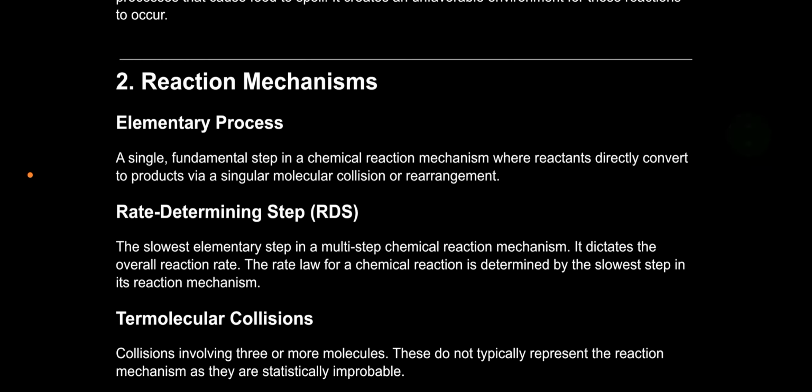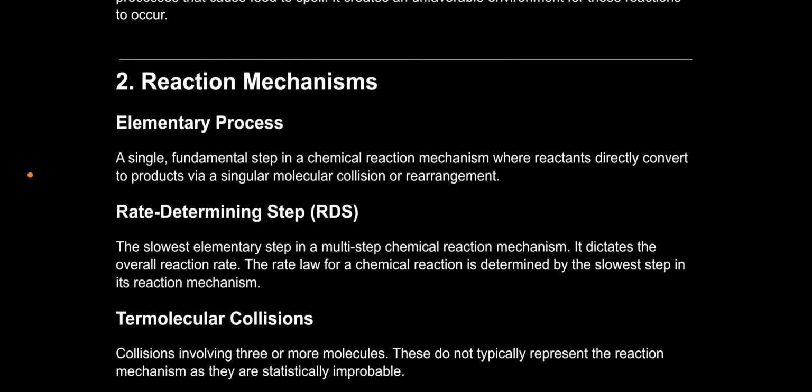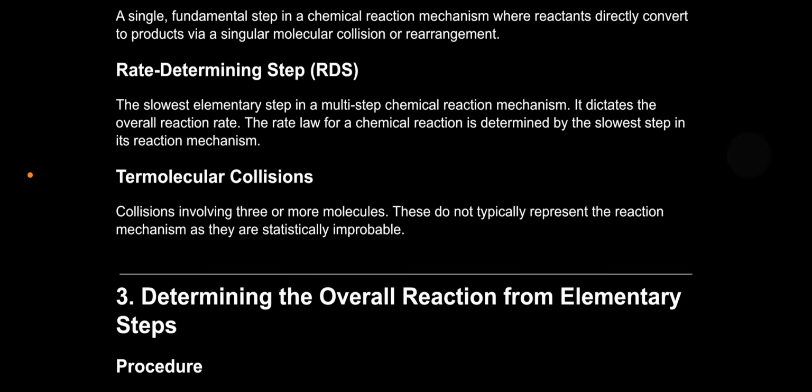2. Reaction mechanisms. Elementary process: a single fundamental step in a chemical reaction mechanism where reactants directly convert to products via a singular molecular collision or rearrangement. Rate determining step, RDS: the slowest elementary step in a multi-step chemical reaction mechanism. It dictates the overall reaction rate. The rate law for a chemical reaction is determined by the slowest step in its reaction mechanism. Termolecular collisions: collisions involving 3 or more molecules. These do not typically represent the reaction mechanism as they are statistically improbable.